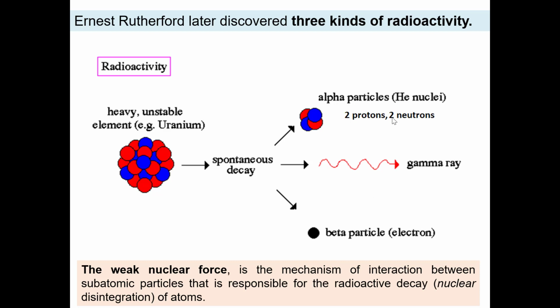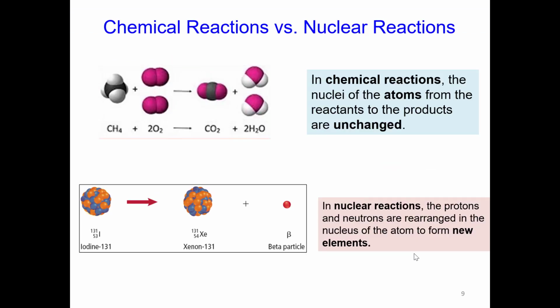All these kinds of radioactivity and nuclear reactions occur because the nucleus is unstable. Also, we say the strong force is the force that holds the nucleus together. There is another force, which is called the weak force, which is the mechanism responsible for the nuclear disintegration or nuclear reactions. Let's see what is the difference between chemical reactions and nuclear reactions.